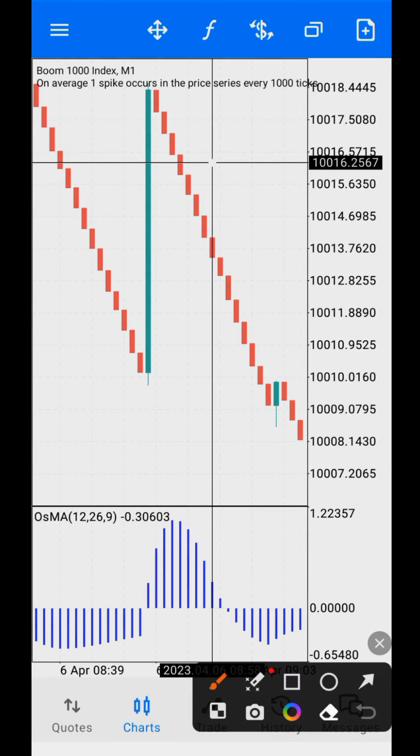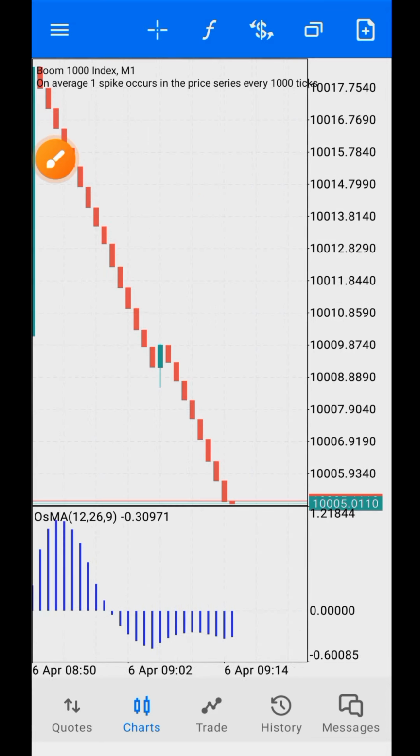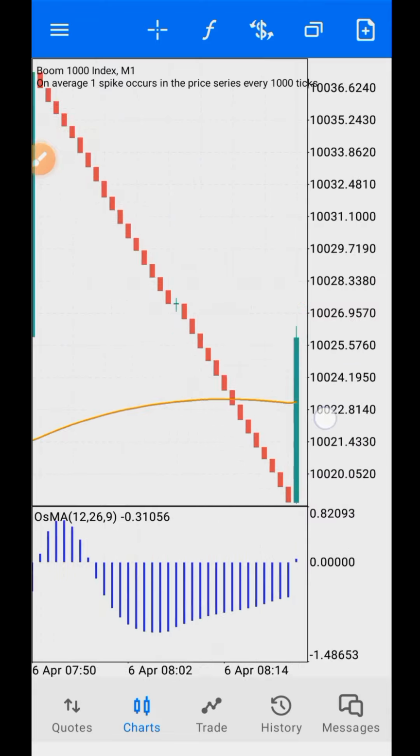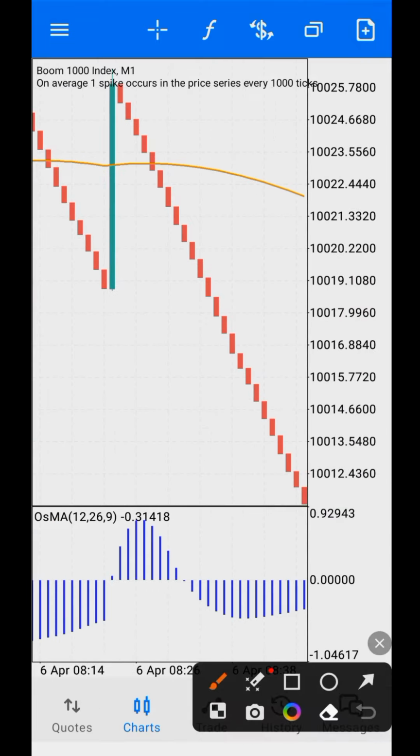Let's find some entry. So the market is still selling, so there is no entry for us there. You can see another one here. Though the spike broke the moving average, before you do anything, the candle must come under this. So how do we do that?